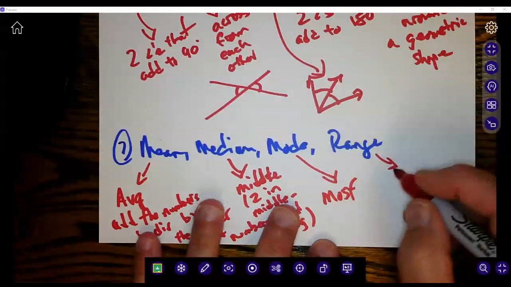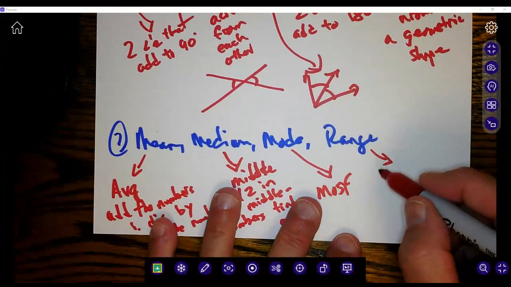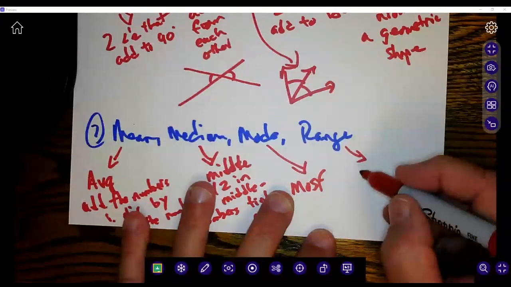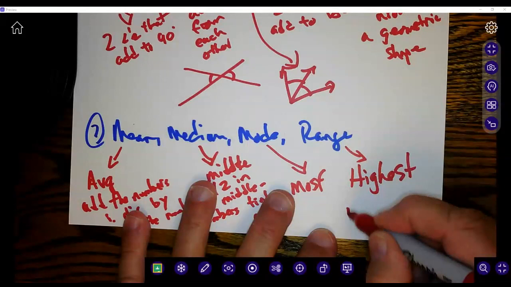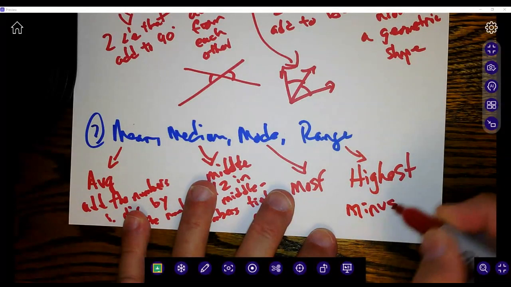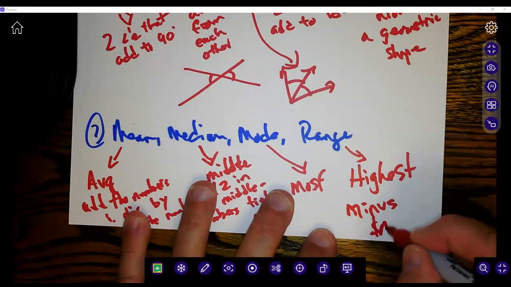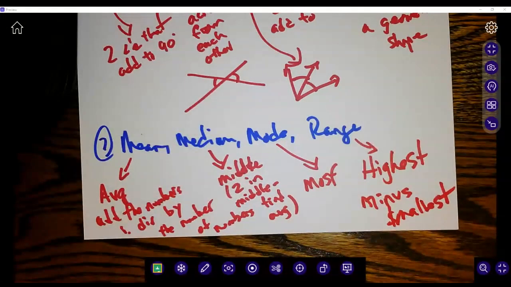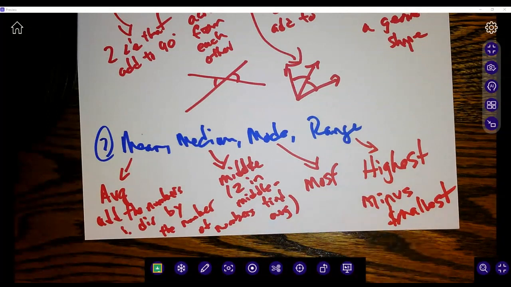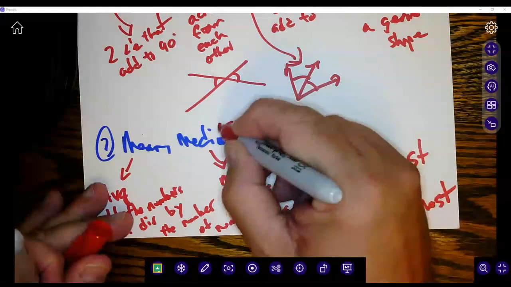And then finally, range. Range is the highest minus smallest. Okay. So the highest minus the smallest gives us the range. The other note we need to make about the median is you have to put these in order.